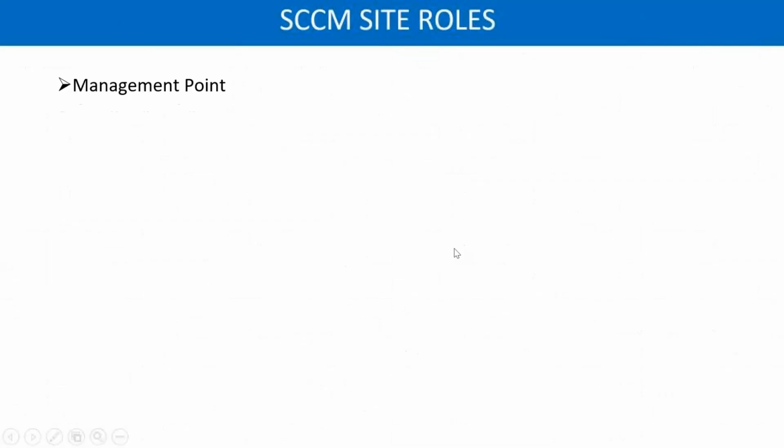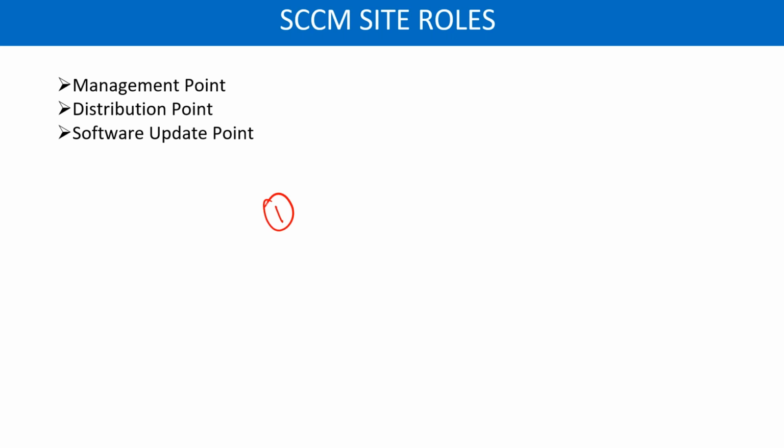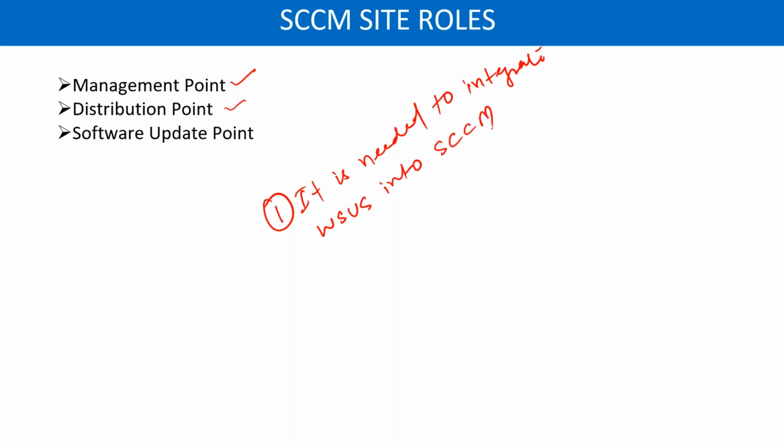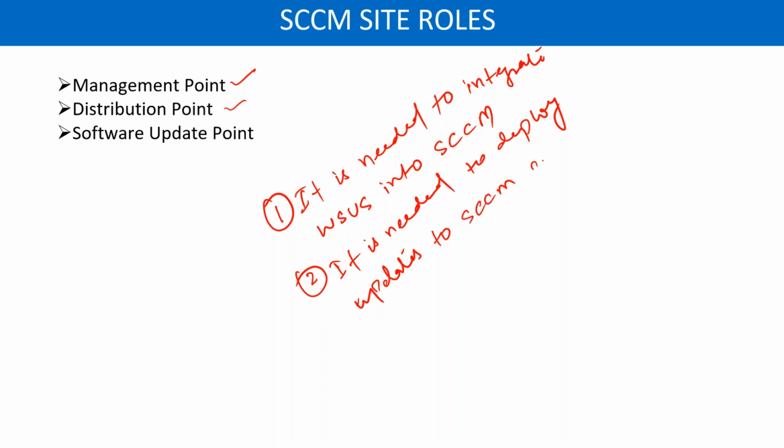Slideshow and this one. So we have discussed management point. So let me write down the information about software update point. We have already discussed management point and distribution point. Now, what is software update point? It is needed to integrate WSUS into SCCM. Second, it is needed to deploy updates to SCCM client computers.